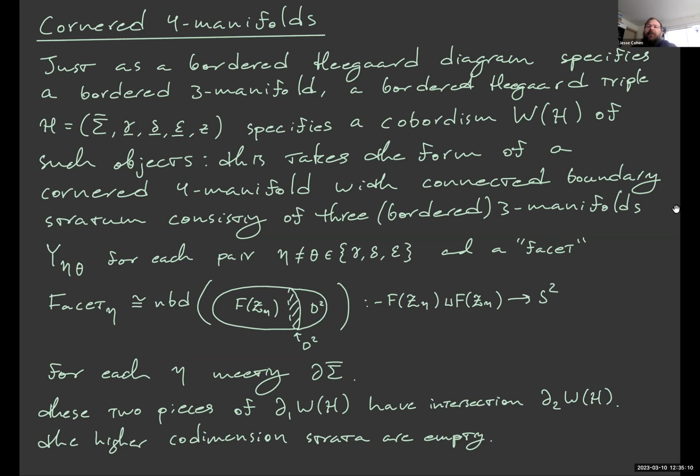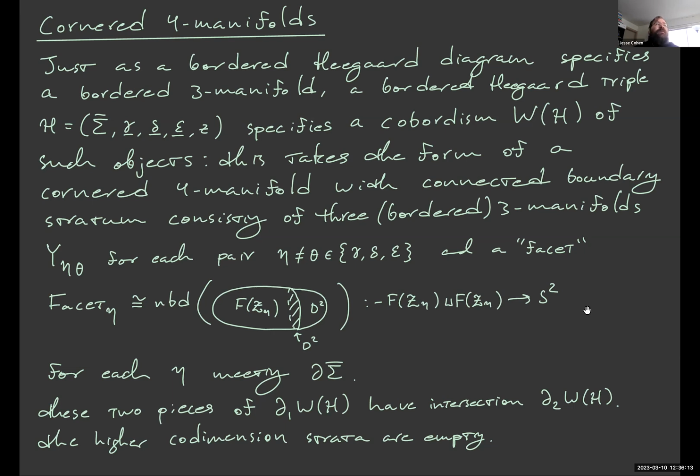So just as a bordered Heegaard diagram specifies a bordered 3-manifold, a bordered Heegaard triple actually specifies a cobordism of such objects. And this takes the form of a cornered 4-manifold with connected boundary stratum that consists of 3 bordered 3-manifolds, Y_η, for each pair of collections of curves, η not equal to θ in γ, δ, and ε. And for each collection of curves η that meets the boundary of this triple, there's a facet, which you can think of as a regular neighborhood of the result of gluing an additional disk to the surface associated to the η pointed matched circle.